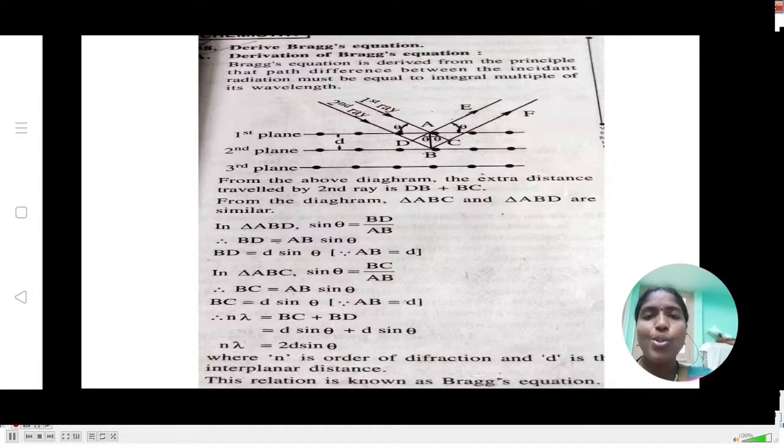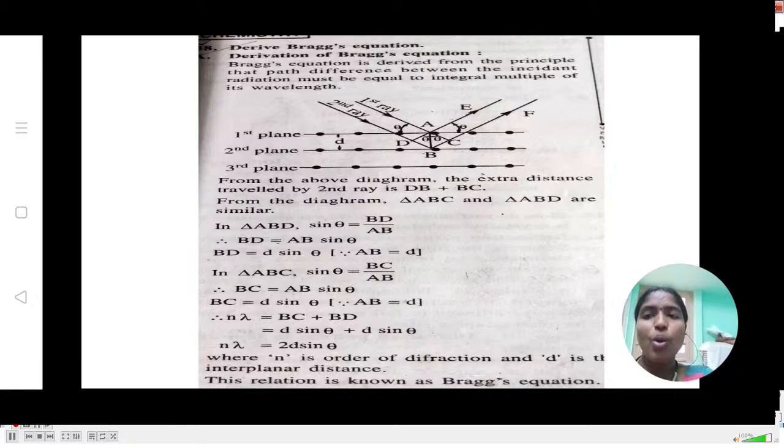Now go to the second triangle, triangle ABC. It is also a right-angled triangle. So sin theta is equal to BC by AB. Here also AB means the distance between two planes, that is small d. Substituting this d, we get BC is equal to d sin theta. This is the second equation. First equation is BD is equal to d sin theta, and second equation is BC is equal to d sin theta.